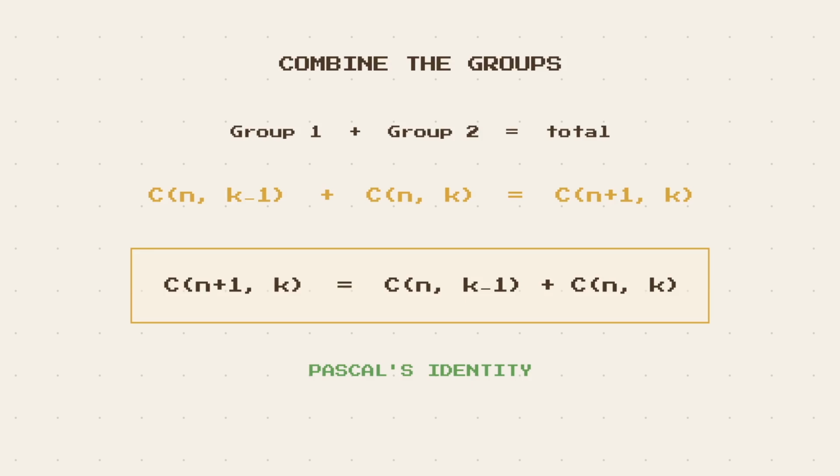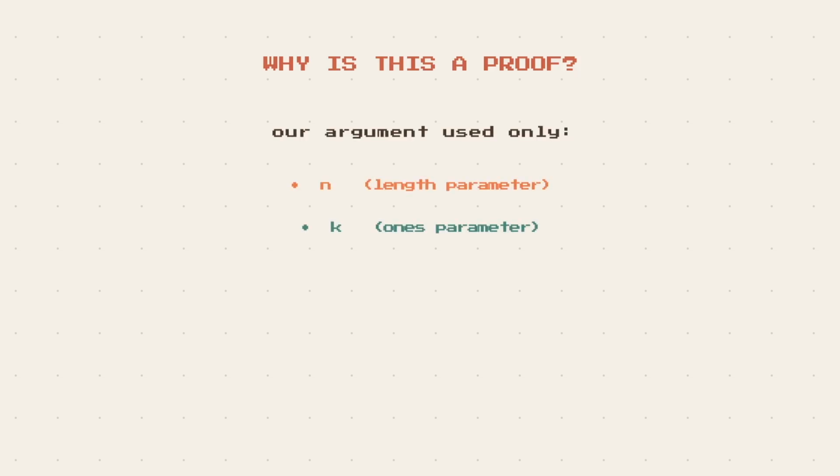Now, if you notice, our argument only used n and k as the parameters, right? At no point did we rely on n being 3 or k being 2. This same reasoning works for any value of n and k. And that's what makes it a proof and not just an example.